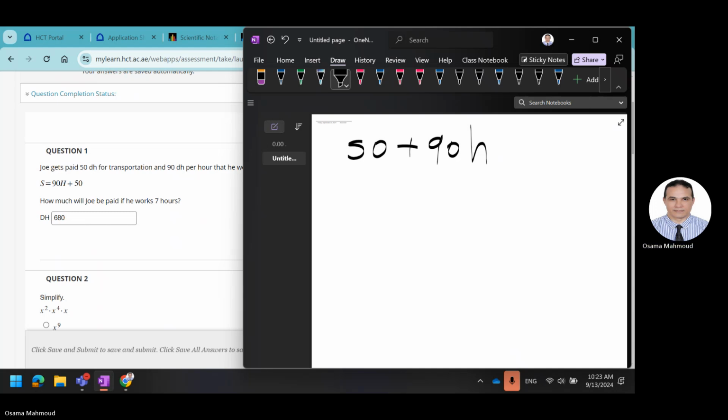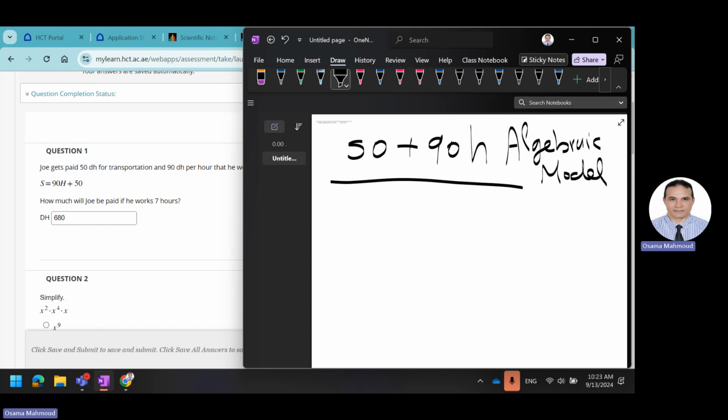Easy? Okay. Let's go through the algebraic model. Physicists will call it algebraic model for this scenario, right? For the next one, you have the power rule. In this case, you should know what does it mean, the power rule, right?